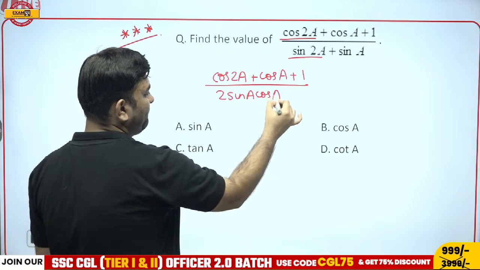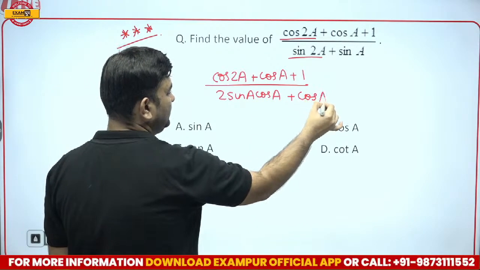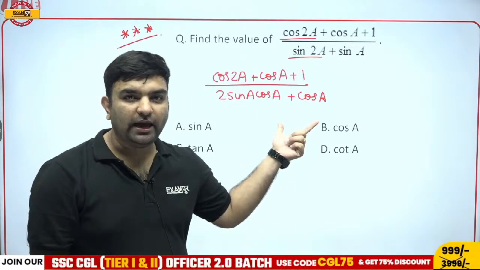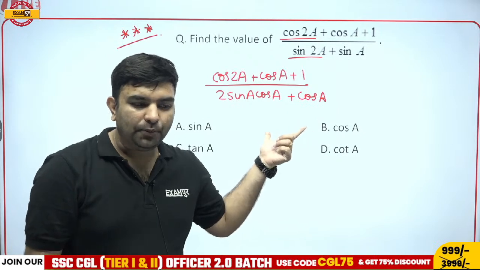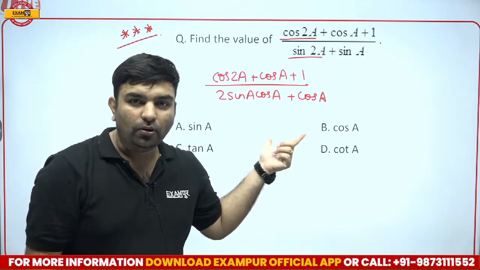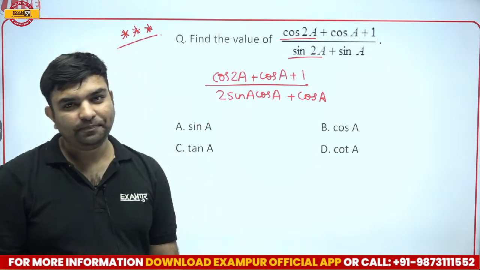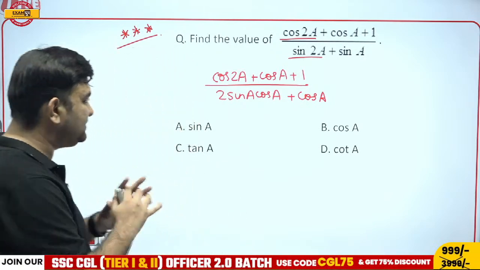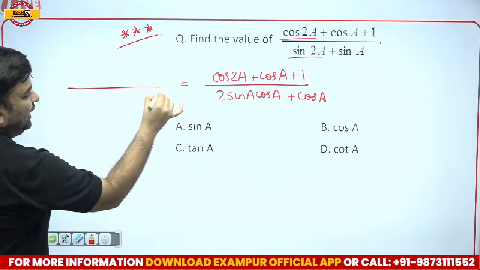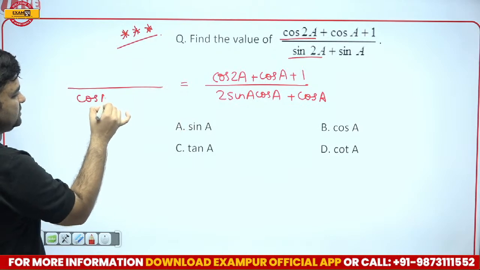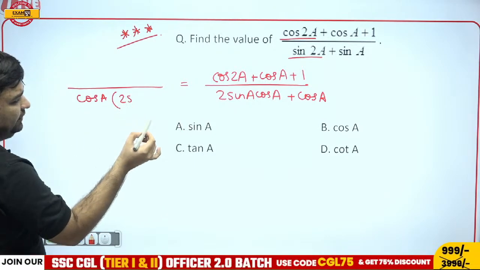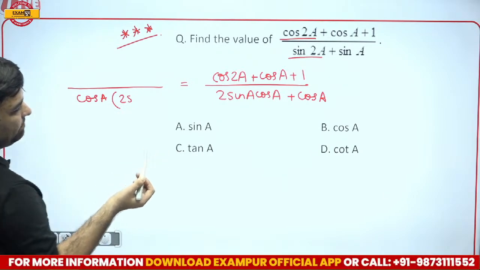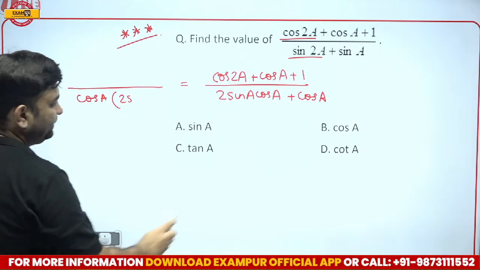I'm going to give you a hint, guys. Any problem can be solved further only when you can simplify something. So I am taking cos A common from here. So it is 2 sin A plus 1. Sorry, I am taking cos A. 2 sin A cos A plus sin A.